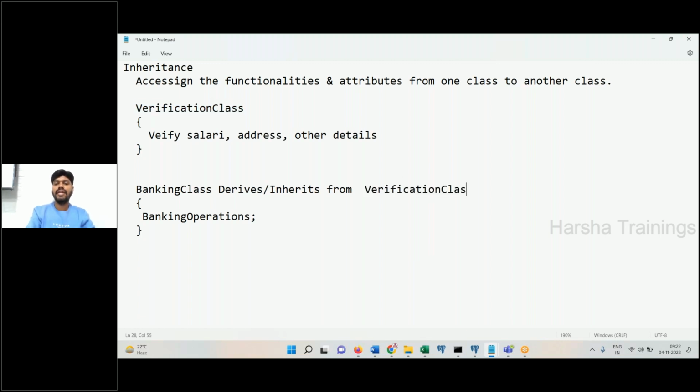Verification class. We never write code like this in PEGA. I am just typing this in Notepad to explain the concept. Banking class inherits from verification class. What does this statement mean?